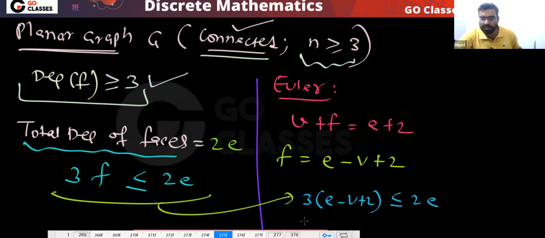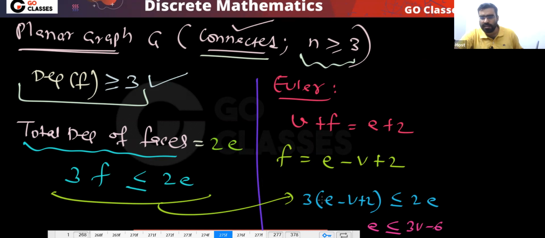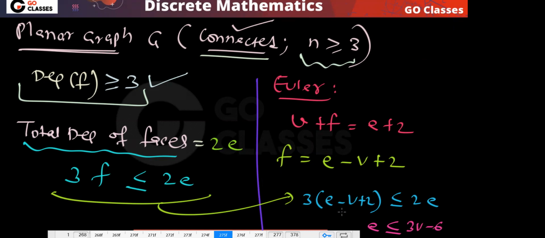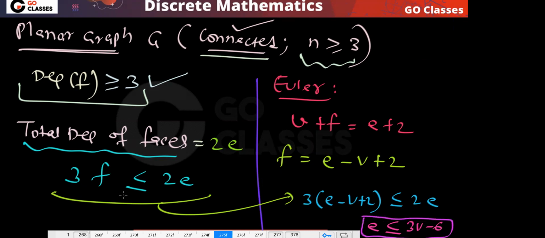So from here, what will you get? Now you can just check it out. Here you will get e is less than or equal to 3v minus 6. You can just check it. This will be like minus 3v; moving it to the other side it becomes minus, and then 3 minus 6. So this is your proof. Isn't it very simple?